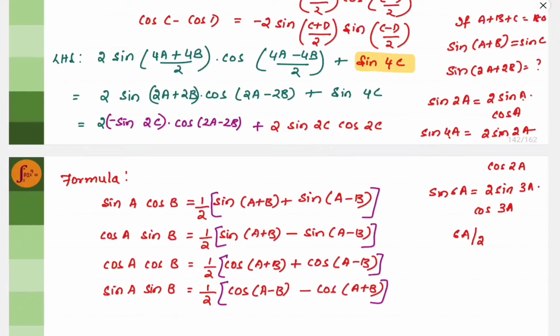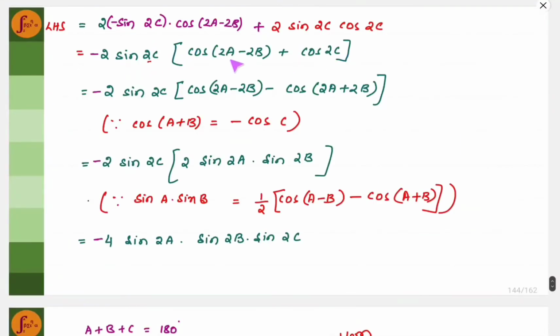So if you notice, sine 2c and sine 2c here, it's common. Let's take the common factor. We'll take sine 2c as common factor. We'll be left with this. Now, we'll bring this in the form of a plus b, a minus b, right? Only then you can apply the transformation formula. Here we have a minus b. We can write 2c as 2a plus 2b, right? Because cos a plus b is equal to minus cos c, correct?